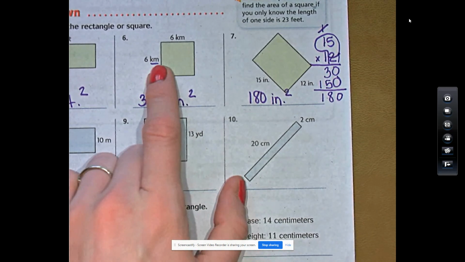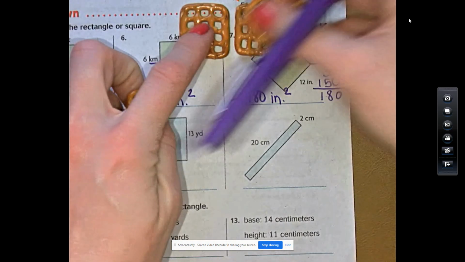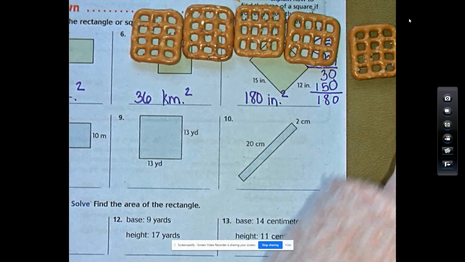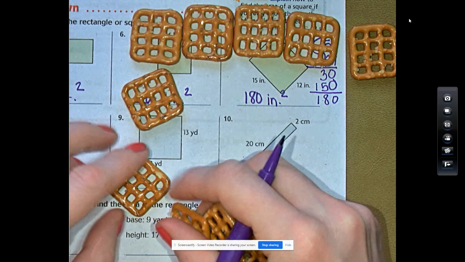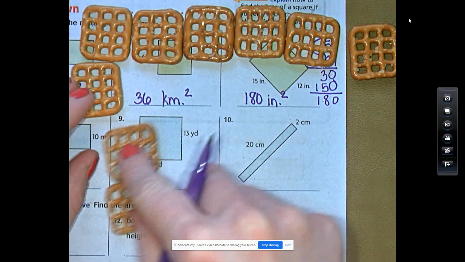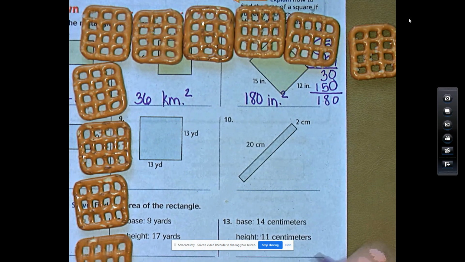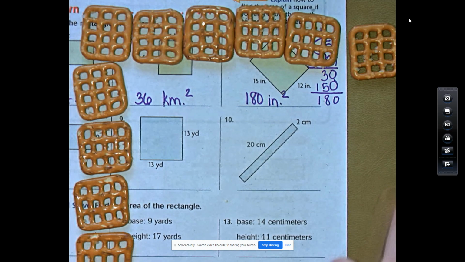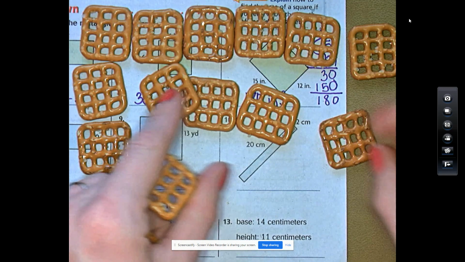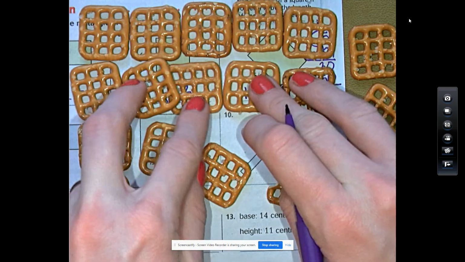Okay, that would be like me making 6 rows across this way with my pretzel squares and 6 rows across this way. Oops, 1, 2, 3, 4, 5. I didn't get enough, did I? 1, 2, 3, 4, 5. I'm going to be off the screen again. 6. And then filling that whole thing in. If I filled in all of that empty space right here, it would take me 36 pretzels to fill in that space, right? Okay, that's what it's telling you.